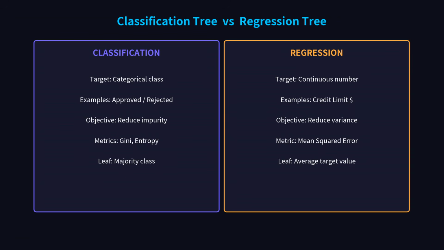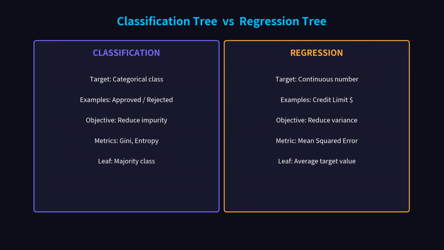Instead, we want observations inside a node to have similar numerical target values, so we minimize variation. Mean squared error measures variation around the node's average: 1 over n times the sum of squared differences between each target and the node mean. Lower MSE means more similar values and therefore a better regression split. Weighted MSE across children is used exactly as we weighted Gini.